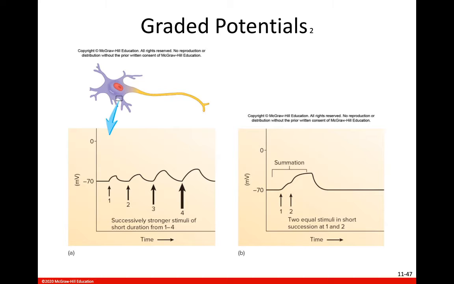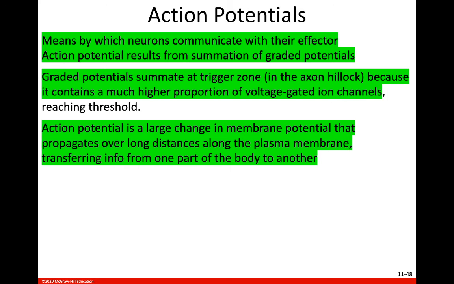Or if you have a stimulus that's large enough, then it can give you a graded potential that's high enough to get you up to threshold and get an action potential. Again, action potentials are the big ones. They are very long and they can go very far. Graded potentials are very small. They don't go very far. The only way that you're going to be able to send the message far is if you have enough graded potentials to get you up to threshold so you can get that action potential.